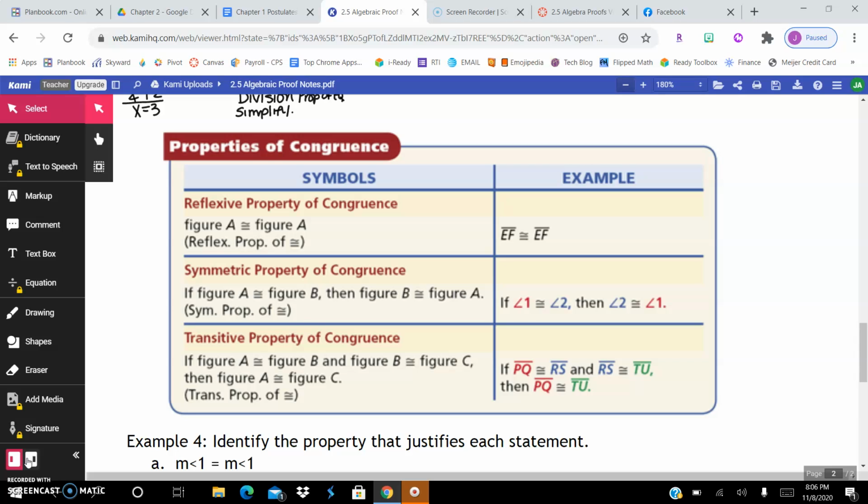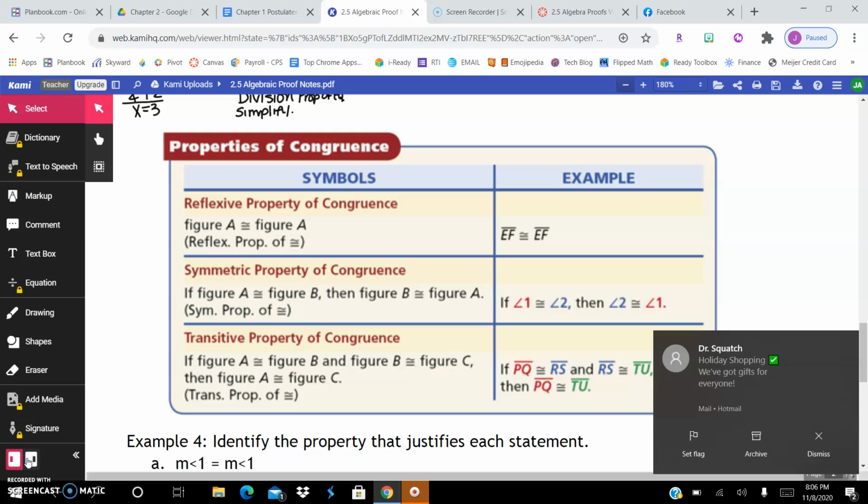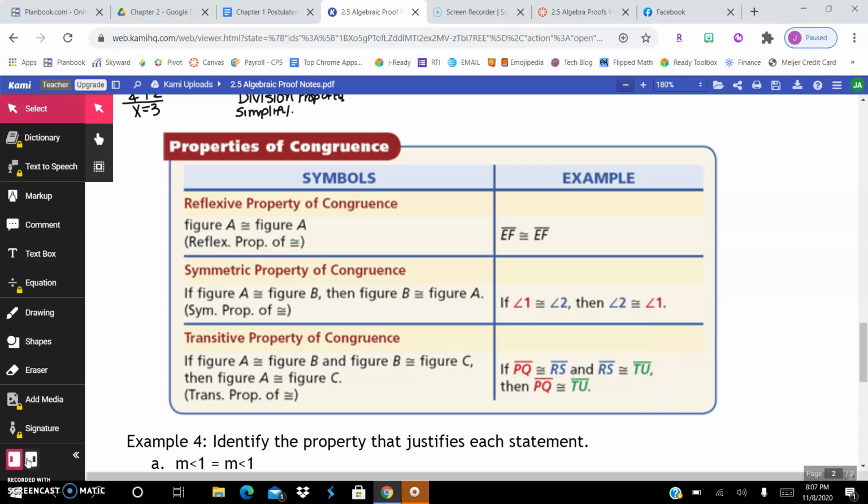And the transitive property of congruence says that if figure A is congruent to figure B and figure B is congruent to figure C, then figure A is congruent to figure C. So you can use that reasoning there to make that last statement. So if segment PQ is congruent to segment RS and segment RS is congruent to segment TU, then we know that segment PQ and TU are congruent.